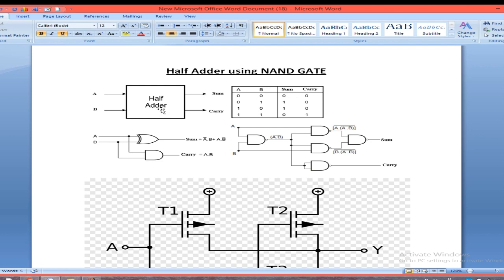Today we are going to design a half adder using NAND gates. This is the block diagram of a half adder, and we are providing two inputs, A and B, and we are getting the outputs sum and carry.